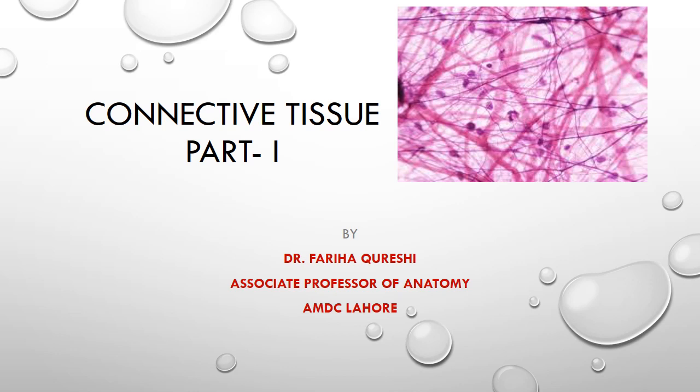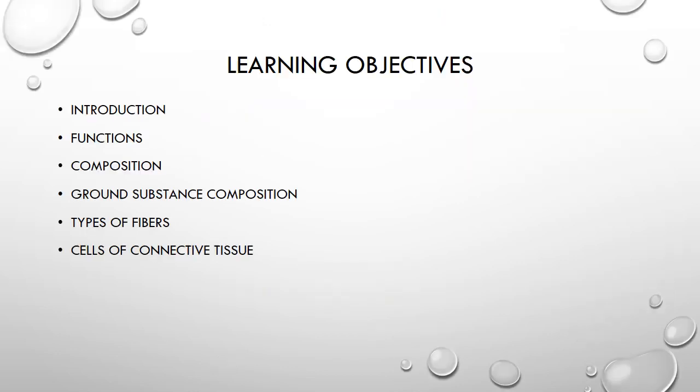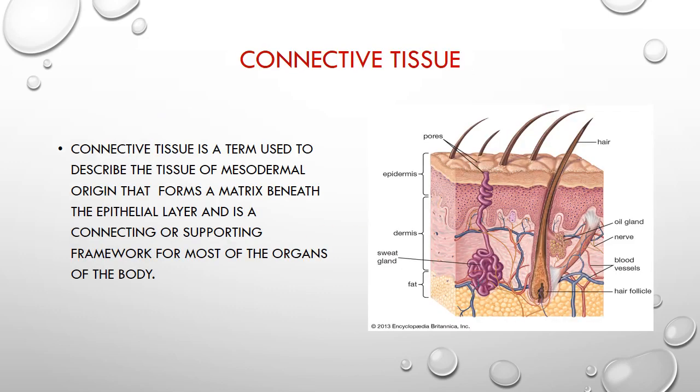Today we'll discuss the connective tissue, and this is part 1 of the connective tissue. In this we'll discuss only the general aspects of the connective tissue, and later on we'll do the classification and the special forms of the connective tissue. So we'll discuss what a connective tissue is, what its various functions are, what the composition of the connective tissue is, the composition of the ground substance, the types of fibers which are present in the connective tissue, and the various types of cells which are present.